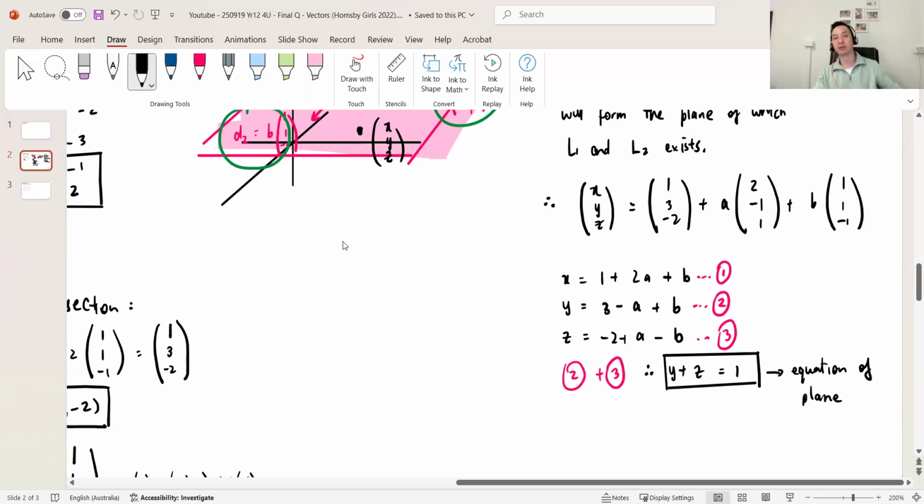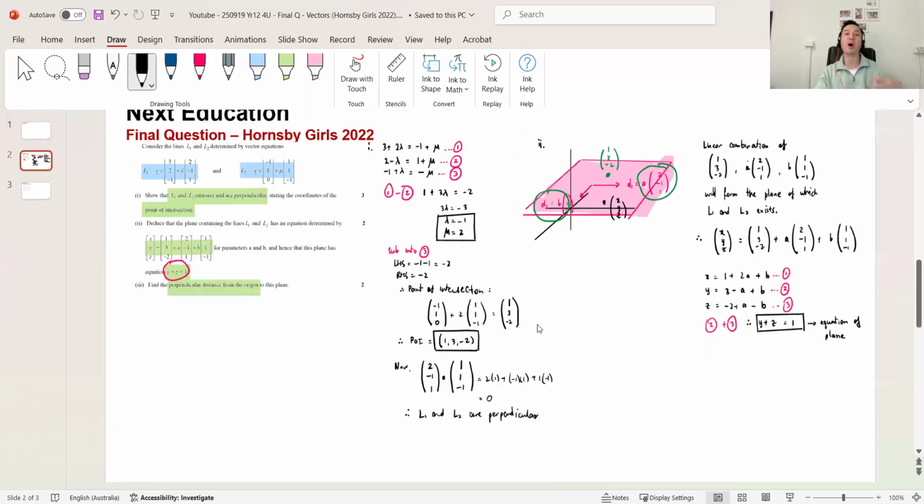The explanation for why we're doing this is hard to visualize. But the linear combination of those two pink direction vectors gives me planes that are parallel, and then you add in the point of intersection of where the two lines meet. That then says, okay, that's my only plane where L1 and L2 exist.